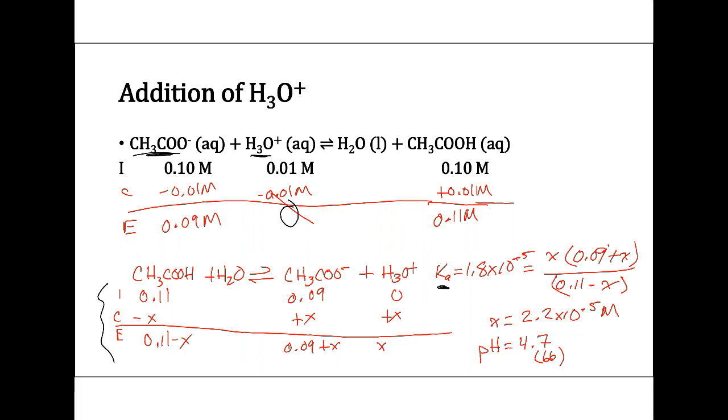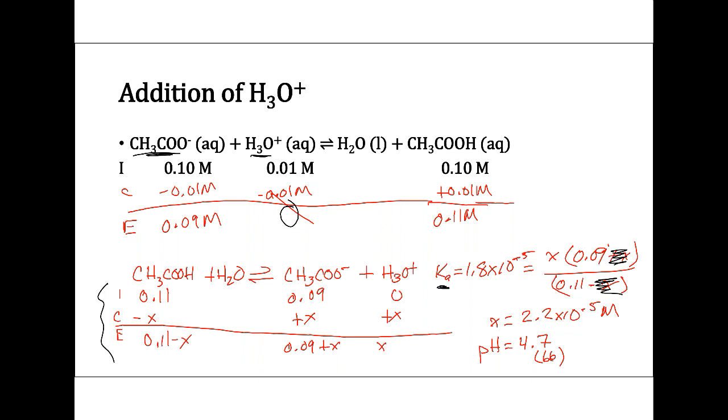And now what we'll do is we'll write our expression. Oh, but this is nice because Ka is 1.8 times 10 to the negative fifth, and X is on the order of 10 to the negative first or 10 to the negative second. So we can cancel out these X's again. Now this is a much simpler expression to solve for X. So X is 2.2 times 10 to the negative fifth. Well, and then if we find the pH, it is 4.7 if we round it. But then if we want to be able to compare it, it's 4.66.